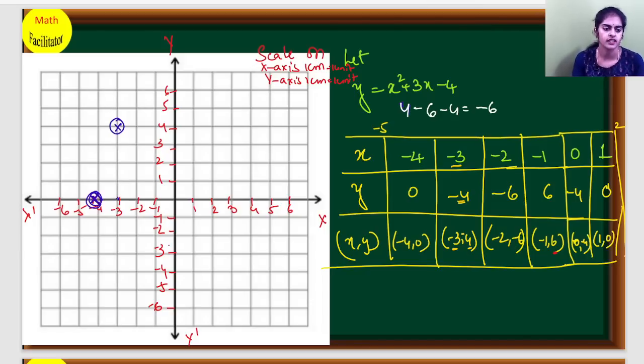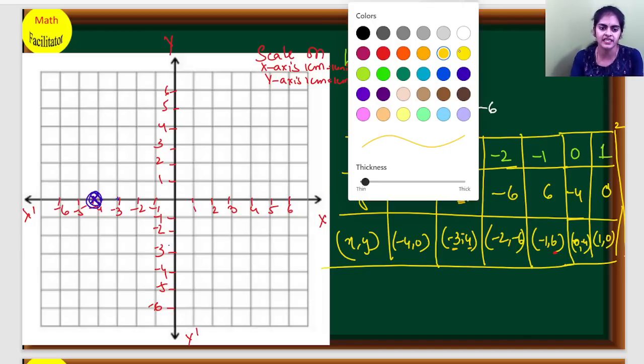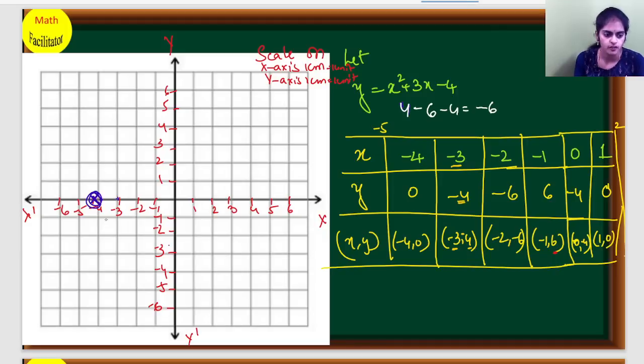So I'm so sorry. This is nothing but minus 3, comma, minus 4. So minus 3 on x-axis, minus 4 on y-axis is this point. Now minus 2, minus 6 is correct. So minus 2 on x-axis, minus 6 on y-axis. And minus 1, comma, minus 6. So minus 1 on x-axis and minus 6 on y-axis.